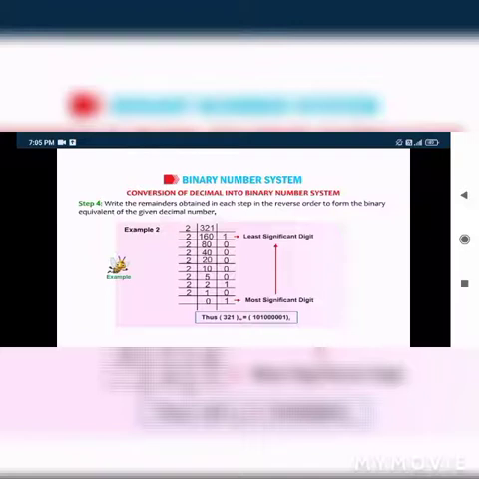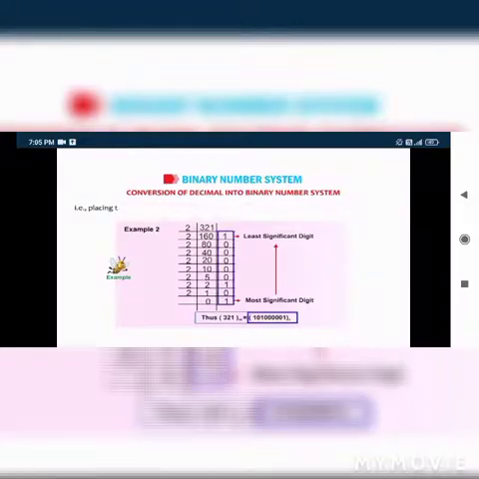So the binary form for 321 will be 101000001. Observe that the remainders obtained in each step are written in the reverse order. You can observe this very clearly, that the remainders are written in the reverse order. Next we have binary to decimal.